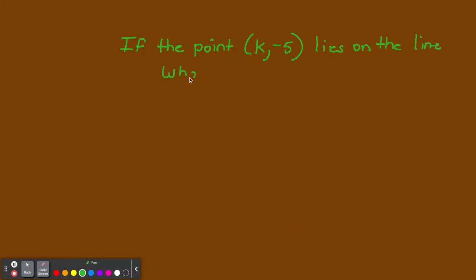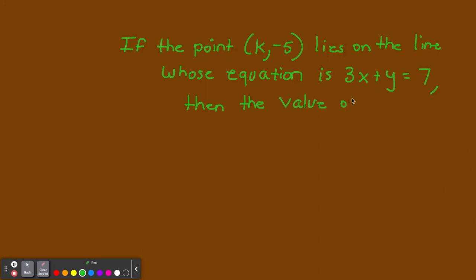All right, let's use green. Change it up to green. Let's say that you said if the point k, negative 5 lies on the line whose equation is 3x plus y equals 7, then what's the value of k? What do you think the value of k is?